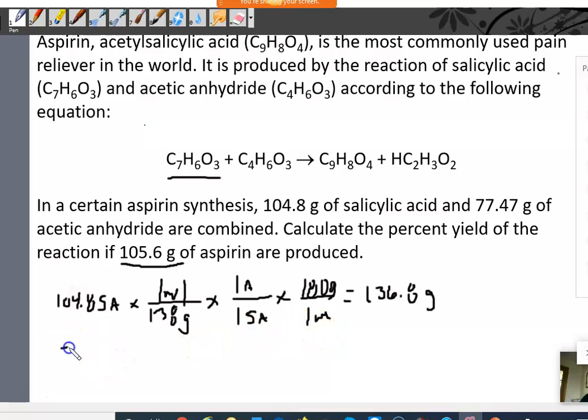And then the other one is 77.47 grams. 1 mole is to 102. This is also a 1-to-1 times 180. If you guys can just let me know, make sure I'm getting the same numbers as you. I obviously rounded quite a bit.